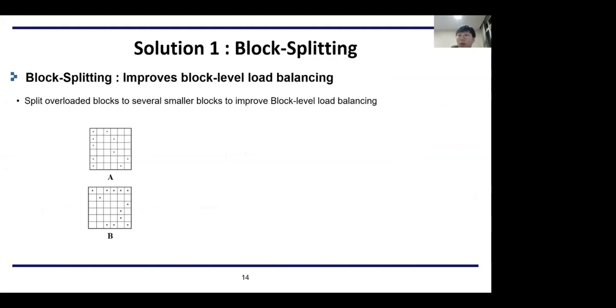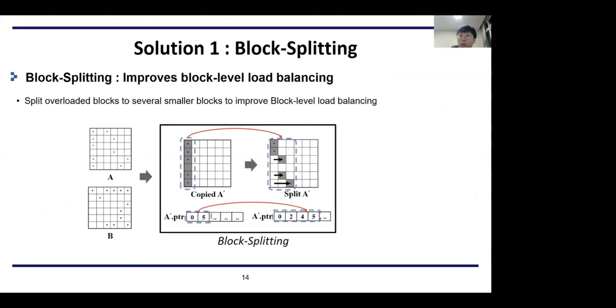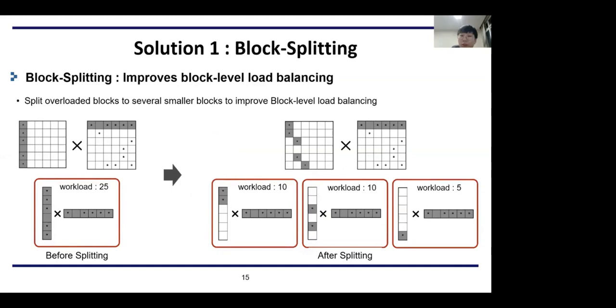Based on the classification result, we identified the column-row pairs that create overloaded blocks. For these pairs, we perform block splitting by simply splitting the column into multiple small column vectors. This process can be easily performed by modifying the column pointers of the SC format. After the splitting, split vectors will be multiplied by the row of B. As a result, we can divide a single huge outer product operation into three smaller operations, and they will be allocated into different SMs.